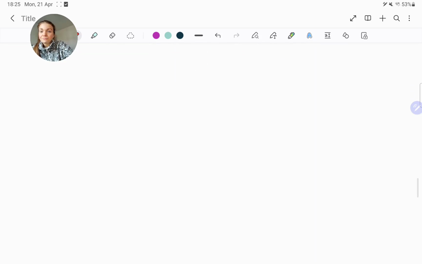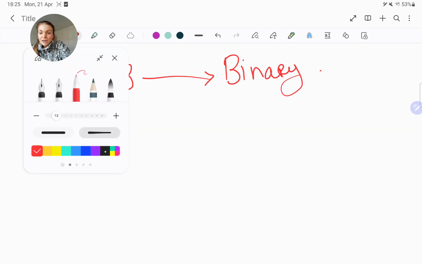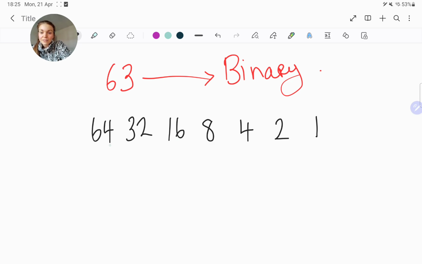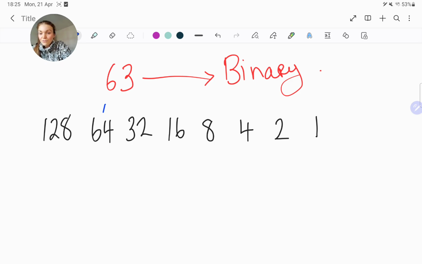Let's do another one. Say it was 63, and I want that as a binary number. So we'll go something a bit bigger. Let's start by writing out our binary numbers: 1, 2, 4, 8, 16, 32, 64, 128. And we want 63. Do you see how 64 is too big? So we start with 32.